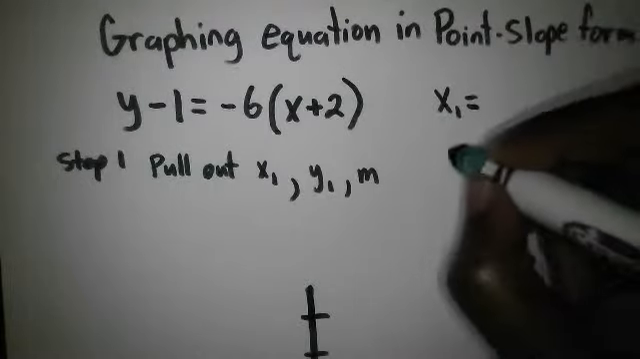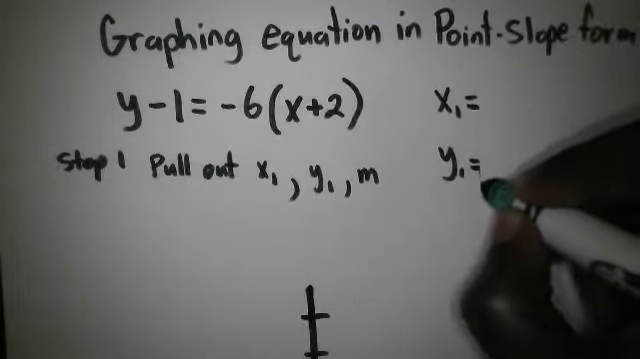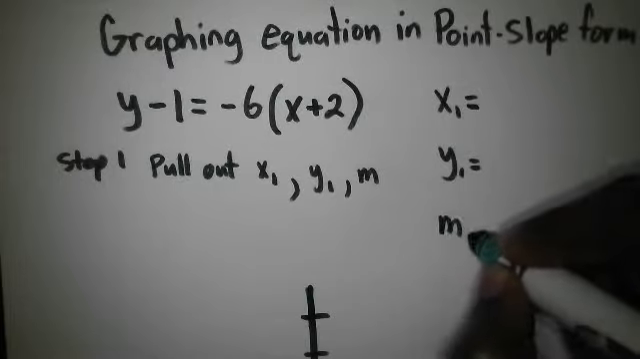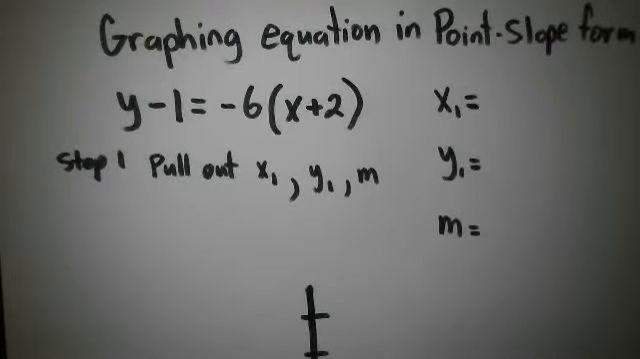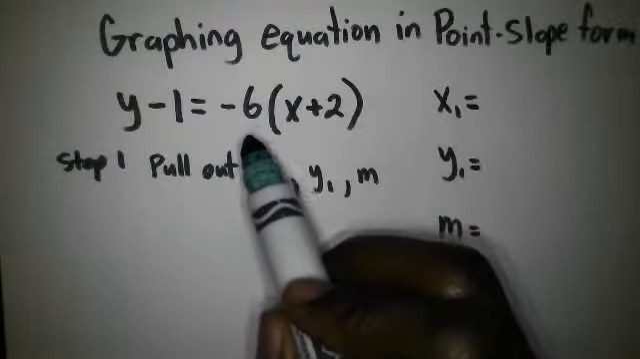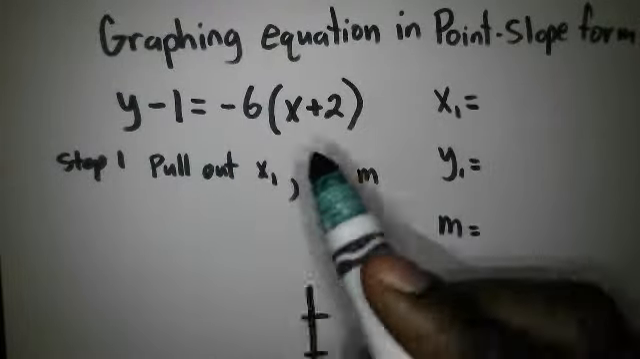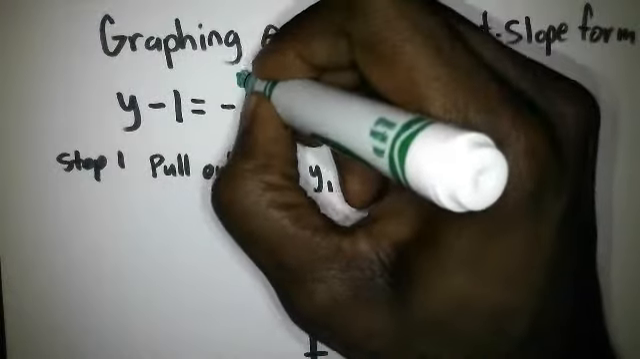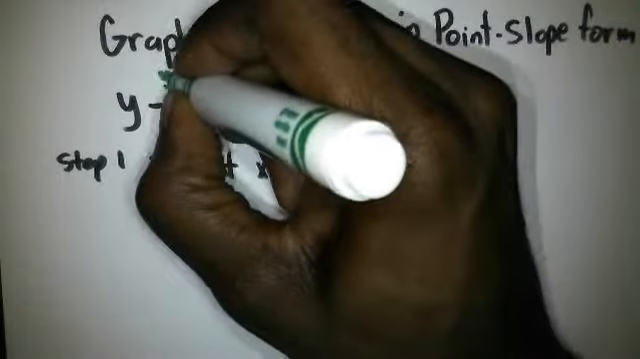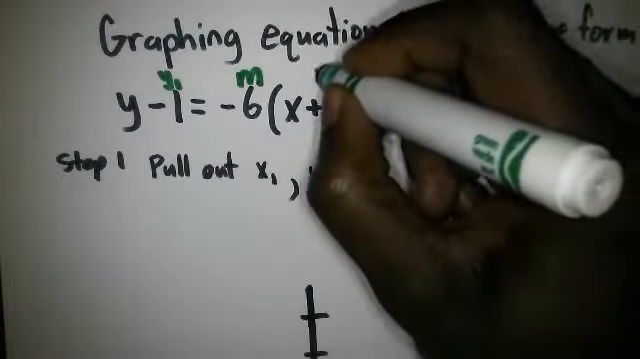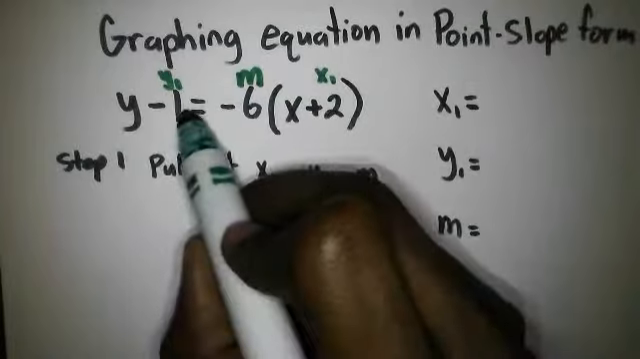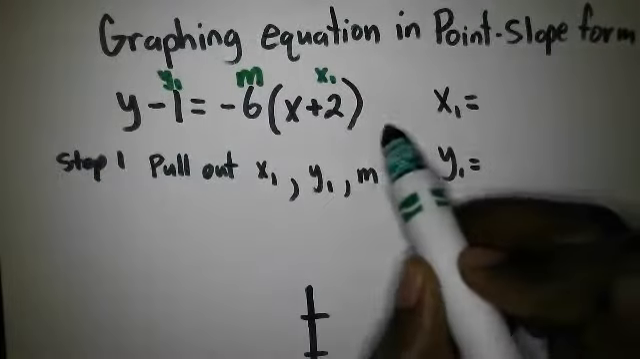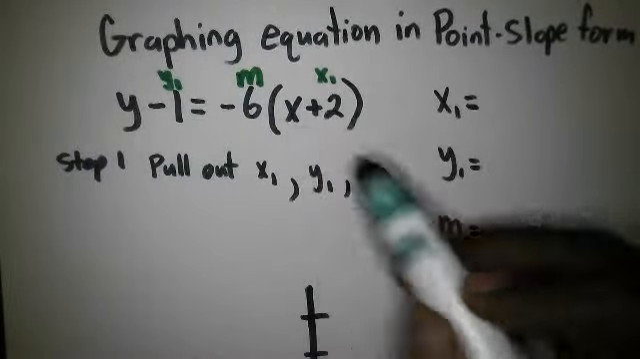x1 should equal what? y1 should equal what? And slope should equal what? So the very first one that jumps out will probably be slope. Slope is always going to be m. So if I'm going to label these, this is what we're going to label it as. So m is here, here's y1, and here's x1. If you notice, y1 is right by the y, and x1 is right by the x.